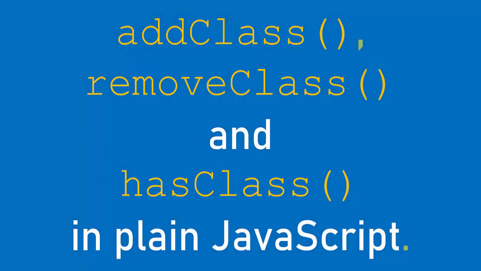In this video, we'll write the addClass, removeClass, and hasClass functions that jQuery provides, but in plain JavaScript. We know that the addClass and removeClass functions add or remove a class name from the list of classes in the class attribute of an HTML element. And the hasClass function checks for the presence of a certain class in the list of classes of an HTML element.